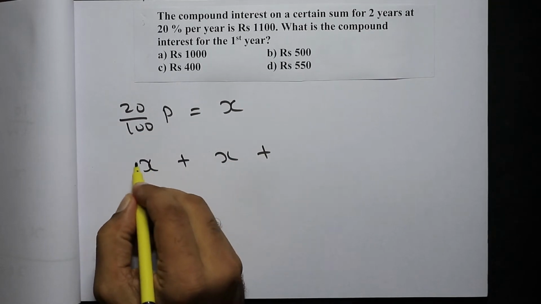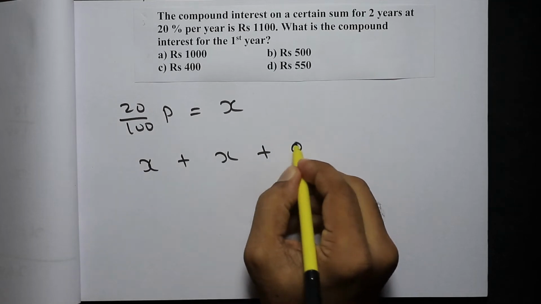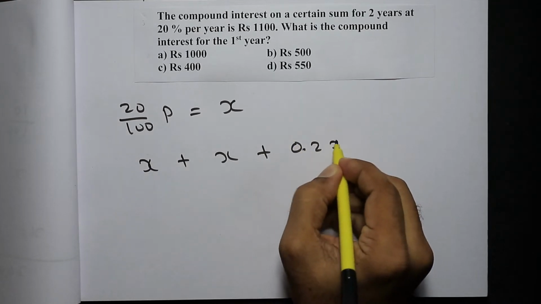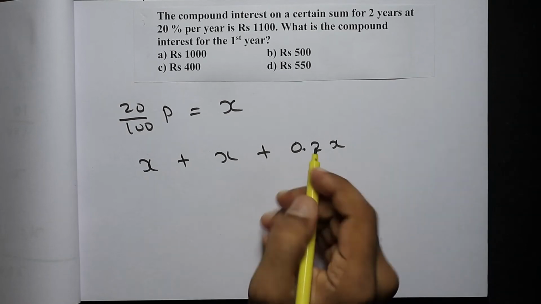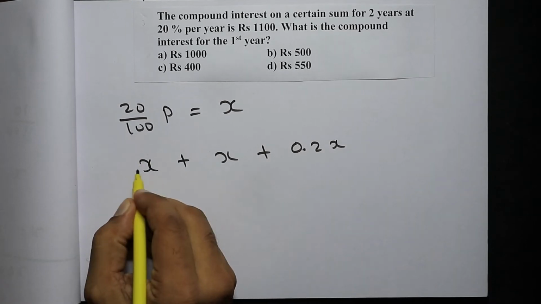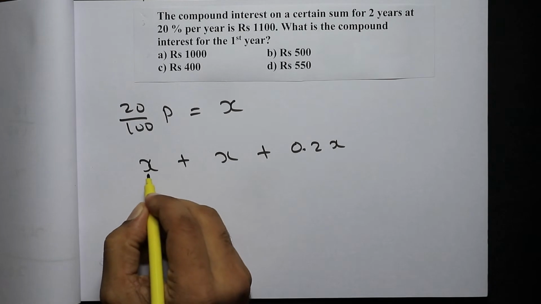So 20% of this X also you will be getting. 20% of X is 0.2X. This is the extra that you will be getting. That is 20% of this first year's interest. 20% of this X also you will be getting.